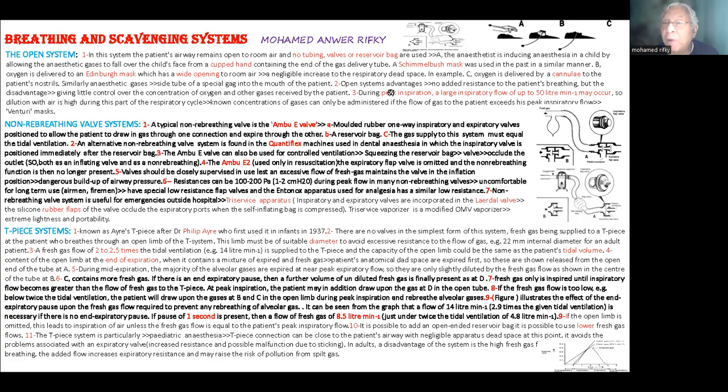The advantage of the open system is that there is no resistance to the patient's breathing, but the disadvantage is that there is difficulty controlling the concentration of oxygen and other gases. And during peak inspiration, what's the meaning of it? It means that sometimes the patient needs to take around 50 liters per minute. So he will gain such an amount from the surroundings, so we will lose control of the concentration of the gases administered to the patient at that time.